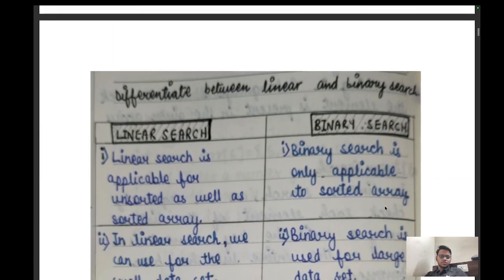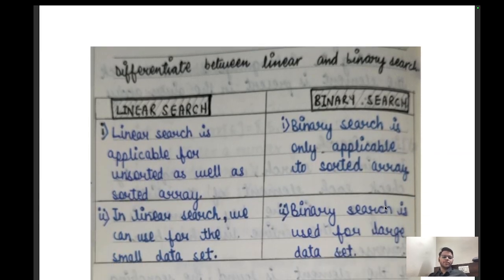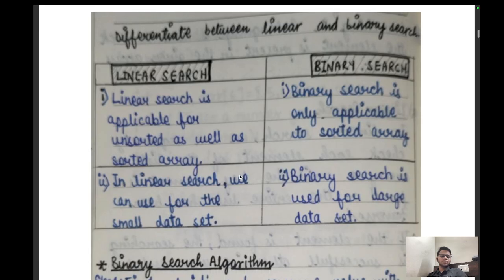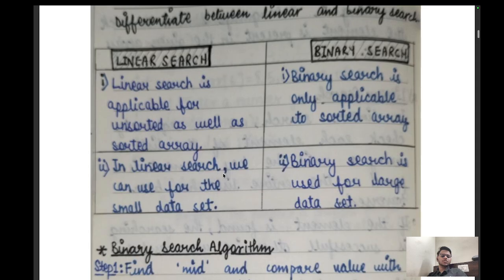Yeah, so here we have been given the differentiation between linear and binary search. As I've already told, linear search is applicable for unsorted as well as sorted arrays, and binary search is only applicable to sorted arrays. So this is the first point. In the second point, we can see linear search can be used for small data sets. Binary search is used for large data sets.